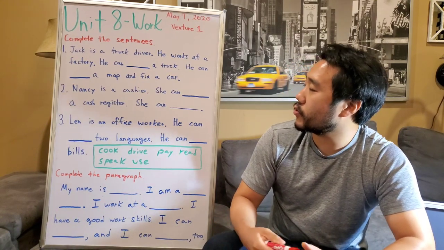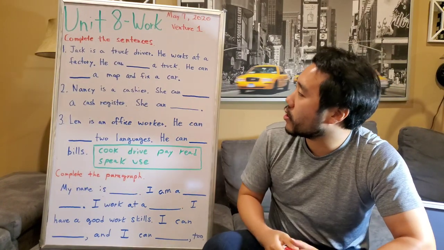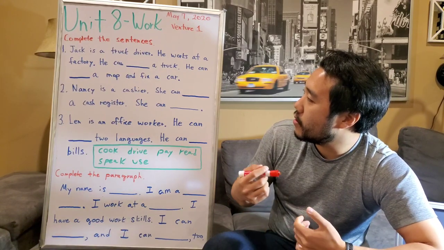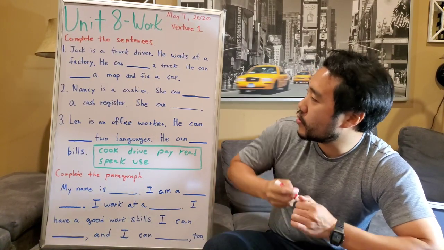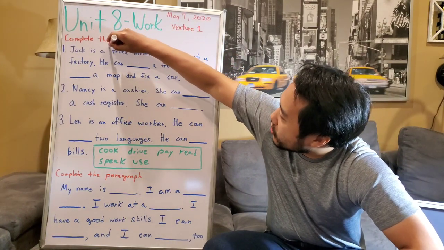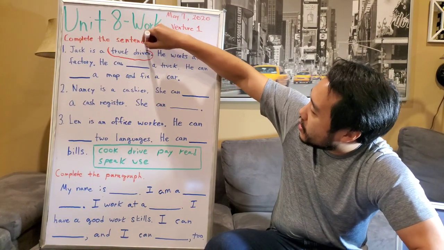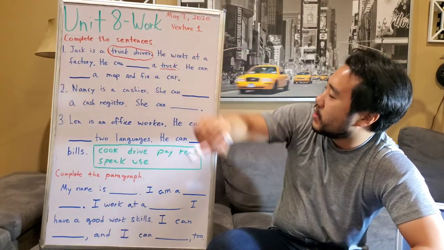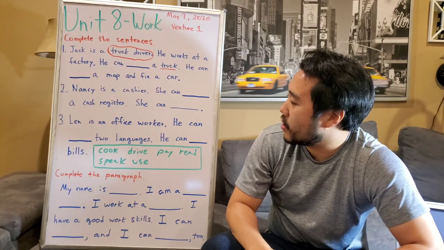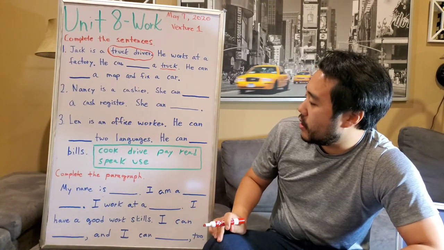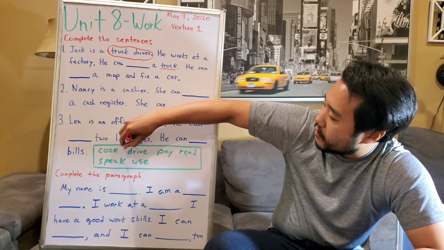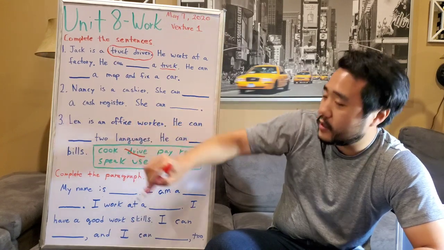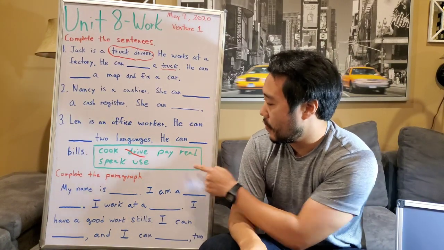So Jack is a truck driver. He works at a factory. He can blank a truck. So it's a truck driver. And what are some things that you can do to a truck? So his skill is going to be here. When we look at the words here, it's going to be drive, right? And it's easy to decide that because we look at here.